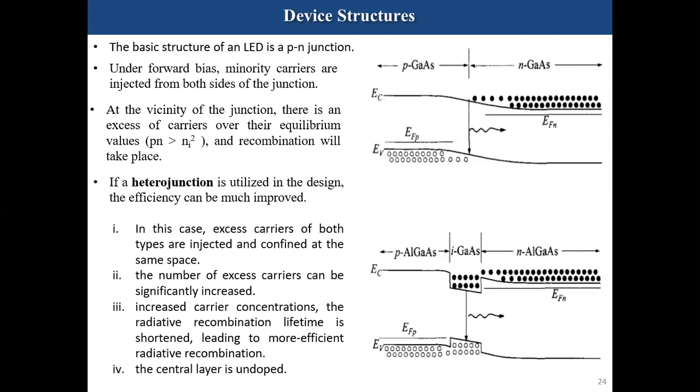In this case, excess carriers of both types are injected and confined at the same place. The number of the excess carriers can be significantly increased. With increased carrier concentration, the radiative recombination lifetime is shortened, leading to more efficient radiative recombination. The central layer is undoped. So it's similar to the I layer in a silicon solar cell, where a lot of recombination actually takes place in the I layer, whereas the P and N type carriers are actually injected within the I part, where they can effectively increase the recombination.